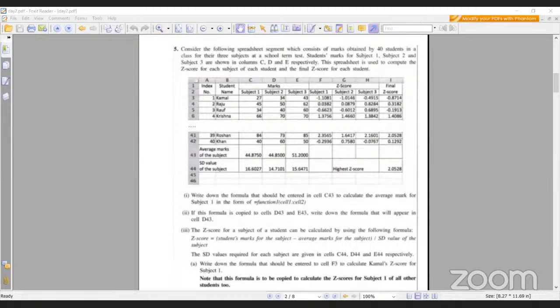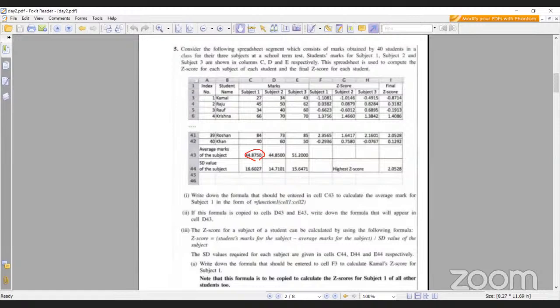Okay, we'll go to our first question. Here asking, write down the formula that should be entered in cell C43. C43 means this one. To calculate the average marks for subject 1 using the function. So what you have to do, it is very simple one. You have to get the average, equal average. Within bracket, you can put C3 colon C42. Very easily you can write.